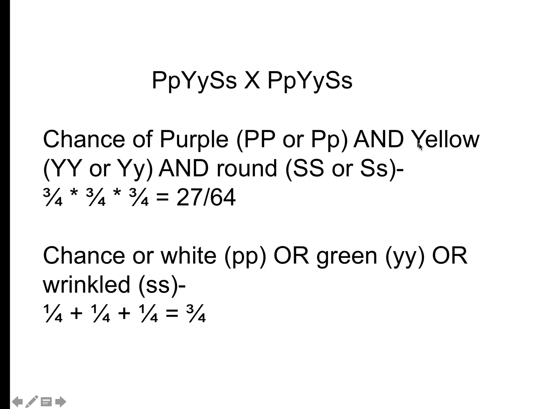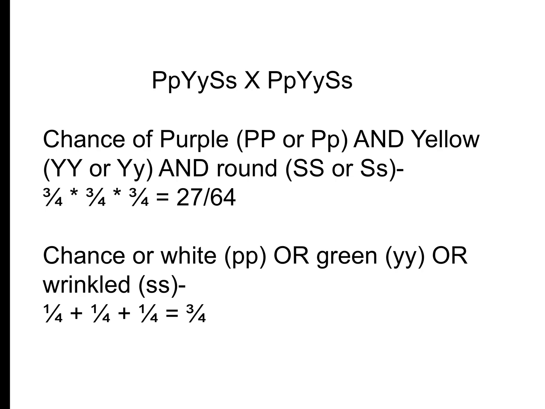What's the chance of being yellow? Well, you can be yellow if you're big Y, or big Y, little y. It's the same situation. 3 out of 4 times these individuals will be yellow because of the 3 to 1 ratio for one trait. What's the chance you're going to be round? Well, round individuals are big S, or big S, little s. There'll be a 3 to 1 ratio of round to wrinkled. So 3 out of 4 of the offspring from this mating will be round.